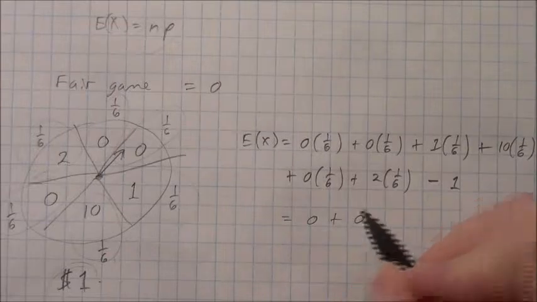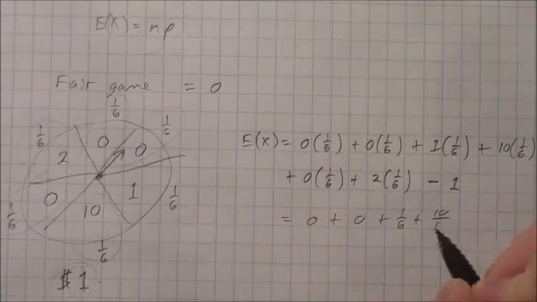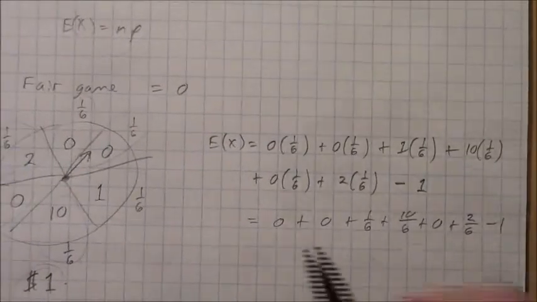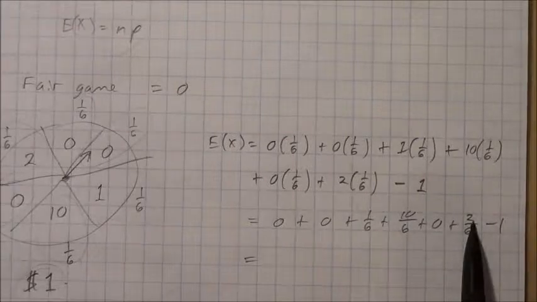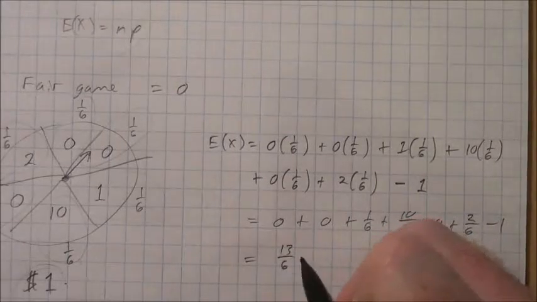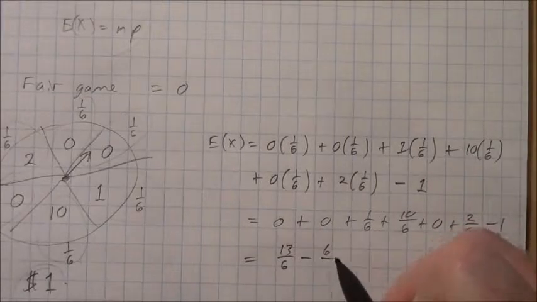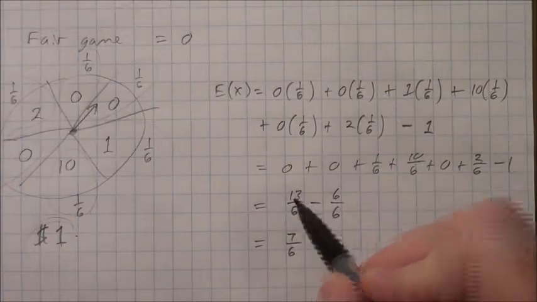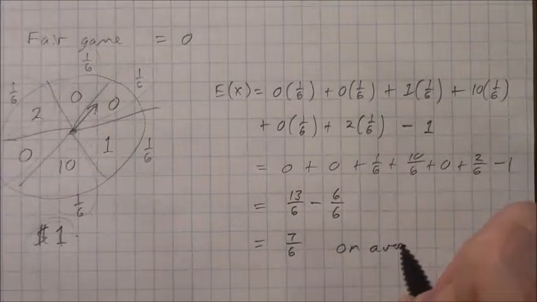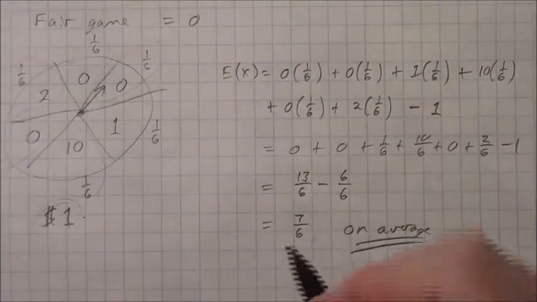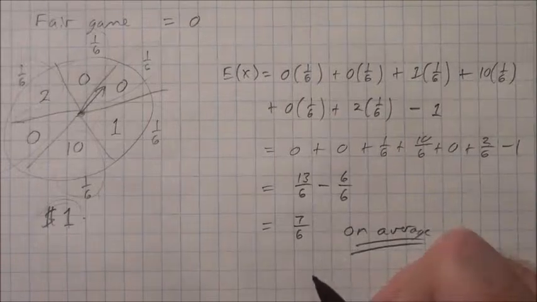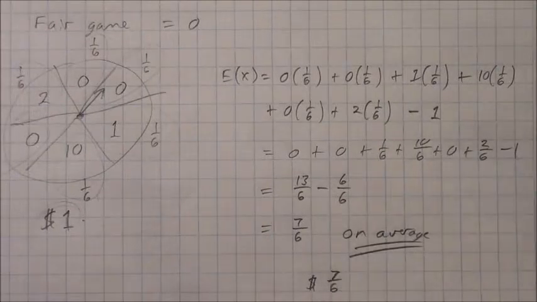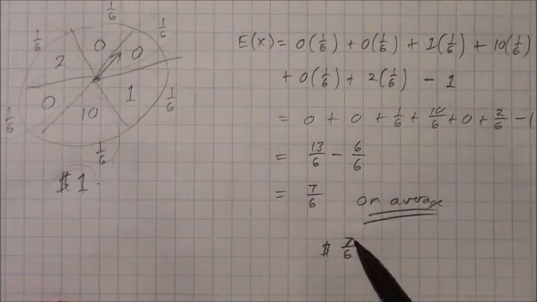So we get 0 plus 1 over 6 plus 10 over 6 plus 0 plus 2 over 6 minus 1. And we'll see what that equals. So 1/6 plus 2/6 is 3/6, plus 10/6, there's 13/6, minus 1, which I'm going to change to 6 over 6. So that gives us 7 over 6, which means that on average you will win 7/6 of a dollar. You could divide that to get actually the dollars and cents of it.